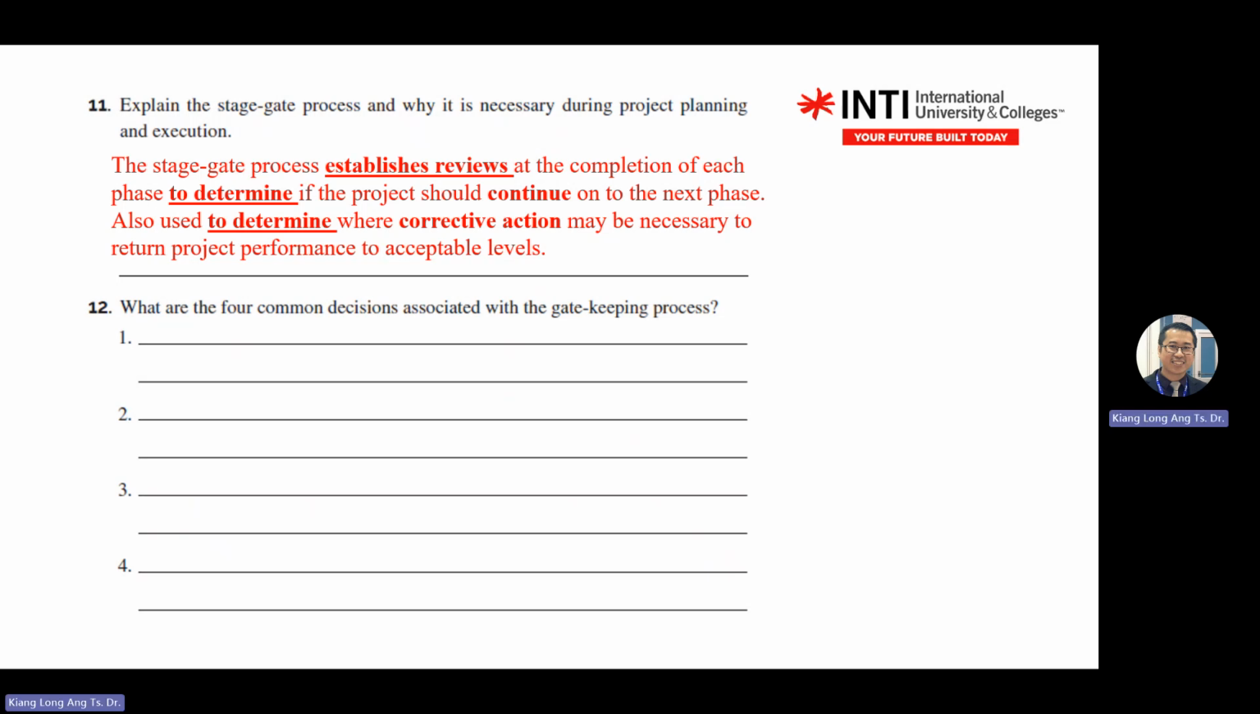Four decisions you need to make by the sponsors. So you as a PM, you cannot keep waiting there. There are four possibilities of decision by the top management or by the sponsors. Four types of decision.